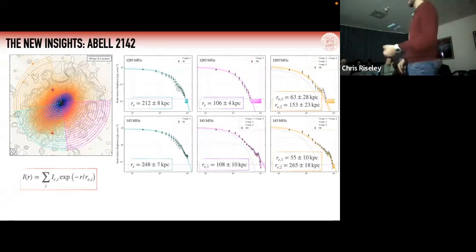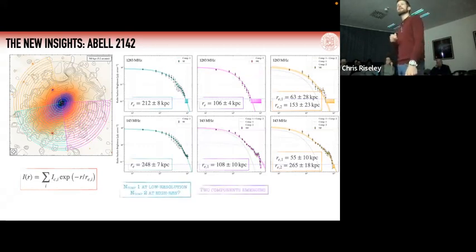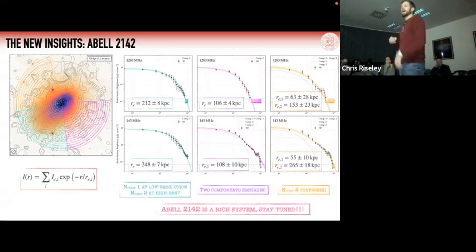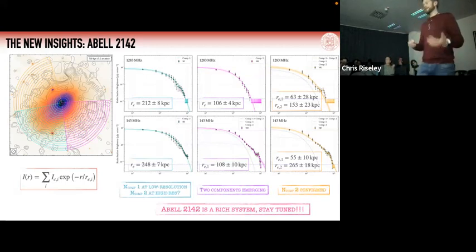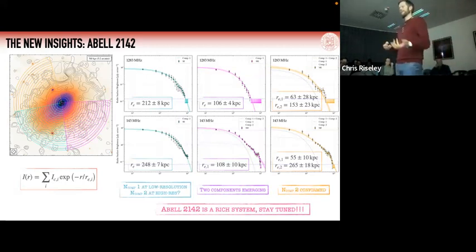We would need to go a lot deeper with MeerKAT to recover it, and I would like to do that in the future if the Sorau TAC are nice to me. So Abell 2142 is a super rich system. Stay tuned. I've got a paper draft in an advanced state, but there's a lot of interesting stuff here.